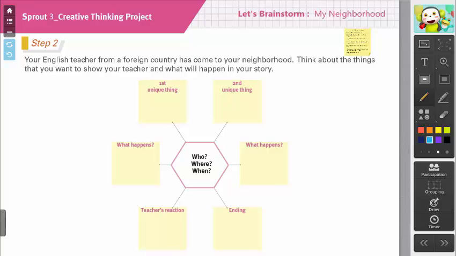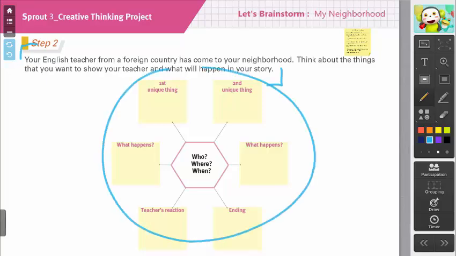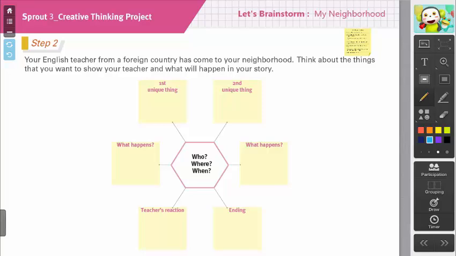So here you first read and break down the instructions. So let's have a look. Your English teacher from a foreign country has come to your neighborhood. Think about the things that you want to show your teacher and what will happen in your story. So the students will have all of this on their CTP book. So what you need to do is give them some instruction. So you can start by saying something like, alright class, let's brainstorm this together, and then after I'll give you some time to complete this on your CTP book.